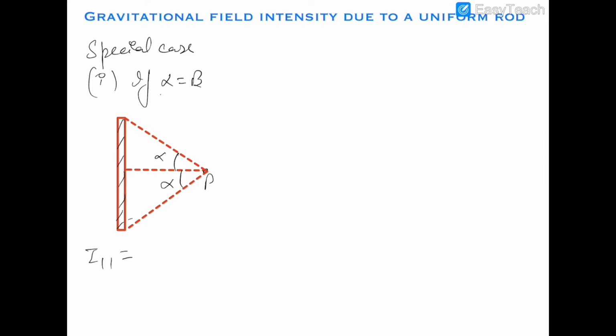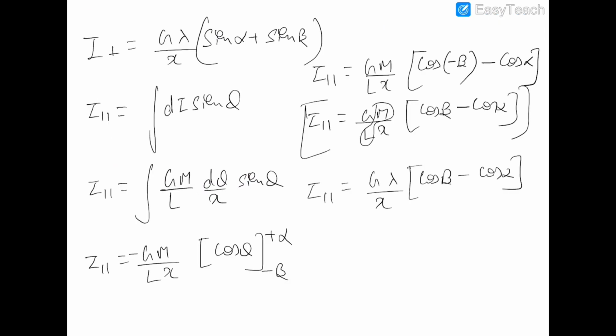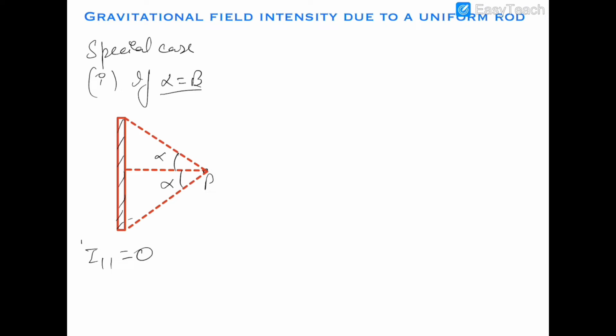So we can say that if alpha is equal to beta, this will cancel out and the parallel component will be 0, while the perpendicular component I perpendicular would be 2G lambda by x into sine alpha.